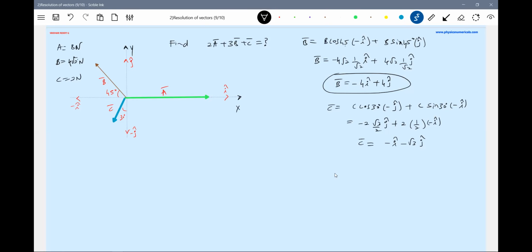Now, what was the question? We have to find out the resultant of all this. So I'll directly jump into the calculation part. R bar is equal to 2A bar plus 3B bar plus C bar. 2A bar is 2 times vector A bar. Did we define A bar? We'll define that also. A bar is just mere 8 I cap. So 2 times 8 I cap, then 3 B bar, 3 times minus 4 I cap plus 4 J cap.